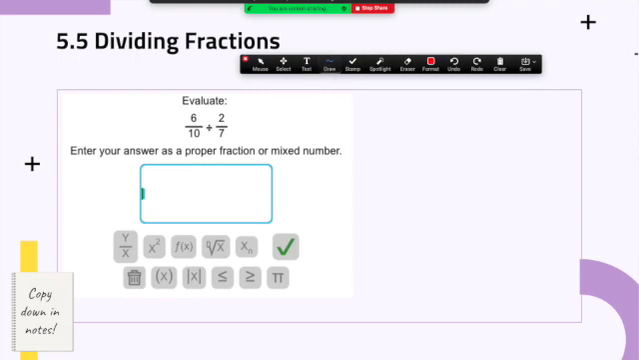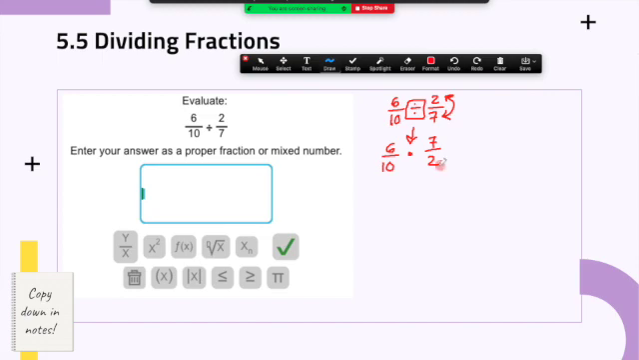Okay, so we have here 6 over 10 dividing with 2 over 7. Now if that's the case, with the 6 over 10, I need to start off by changing that division sign to a multiplication sign. And then on the right fraction, I need to flip it. So instead of having 2 over 7, it's going to be 7 over 2. And then after that, I could just see if there's anything I can simplify.